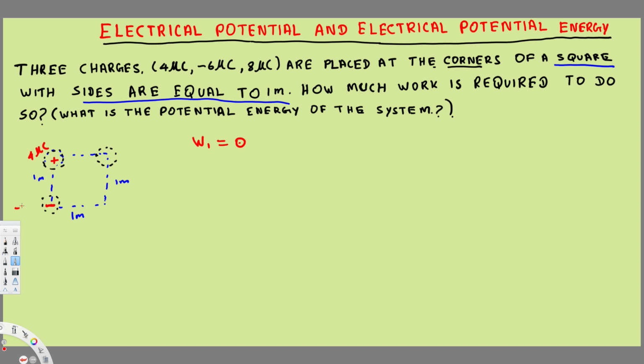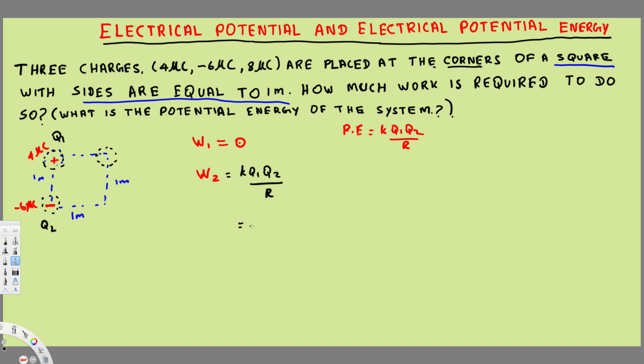So let's take the other one, minus 6 microcoulomb, and let's place that one right here. That is minus 6 microcoulomb, and here we are going to have work, that is potential energy. Actually, potential energy equation is K Q1 Q2 over R, right? So if I say this one is Q1, this one is Q2, this is going to be K Q1 Q2 over this distance.